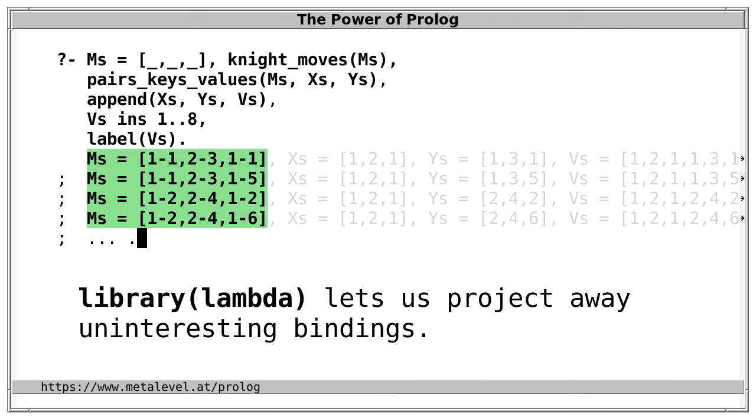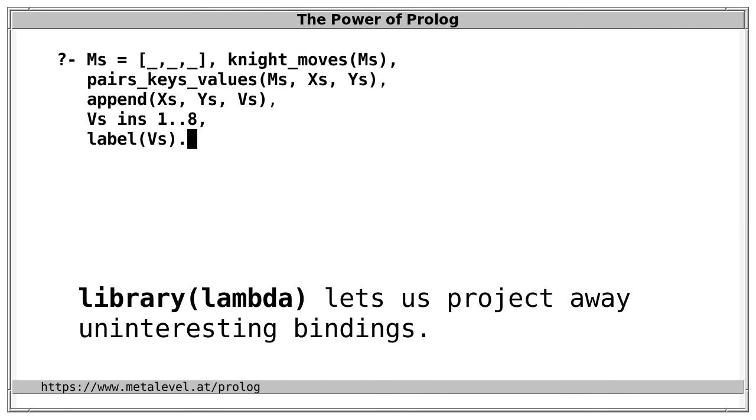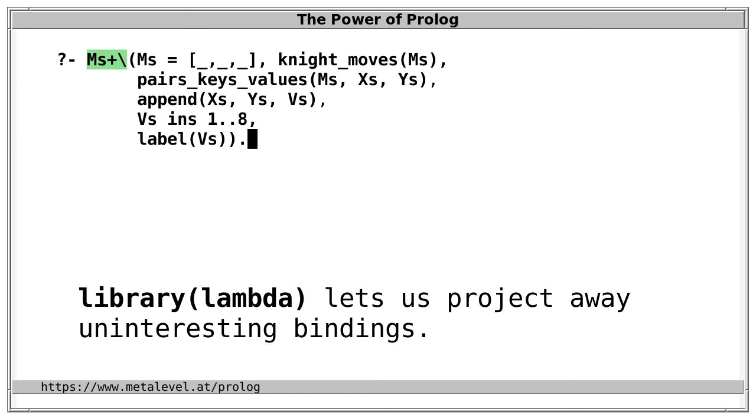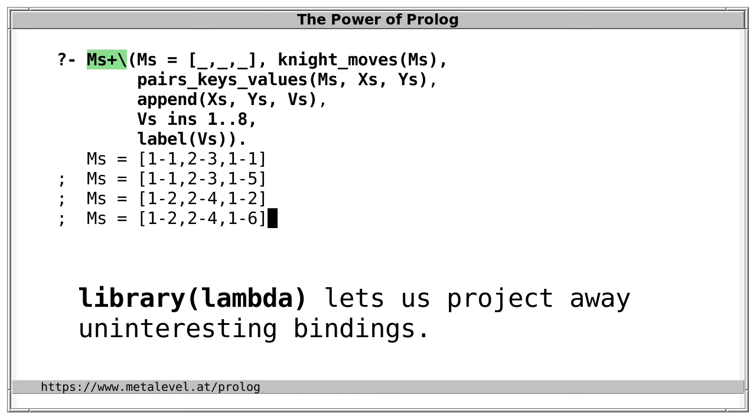There's also a much better way, namely to use library lambda. Because one interesting use case of this library is that it lets us project away uninteresting bindings. For instance, in this example, we are only interested in bindings for MS, right? So what we do is we say that MS is a free variable within the scope of a lambda expression that has no parameters and consists of the entire query. And we can indent this a bit better. And now the system reports only bindings for MS. So this is a very useful application of library lambda. It lets us focus on the bindings that matter to us.